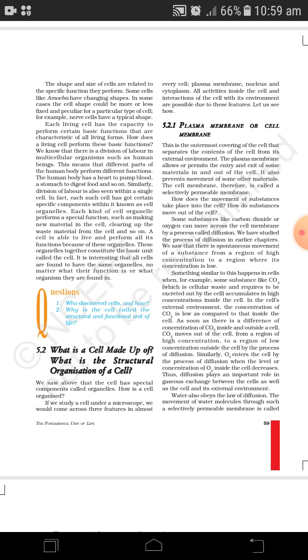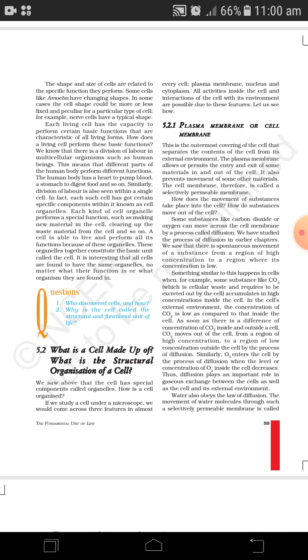Next, 5.2.1. Plasma membrane or cell membrane. It is the outermost covering of the cell that separates the contents of the cell from its external environment. The plasma membrane allows or permits the entry and exit of some materials in and out of the cell. It also prevents the movement of some other materials. The cell membrane, therefore, is called a selective membrane.